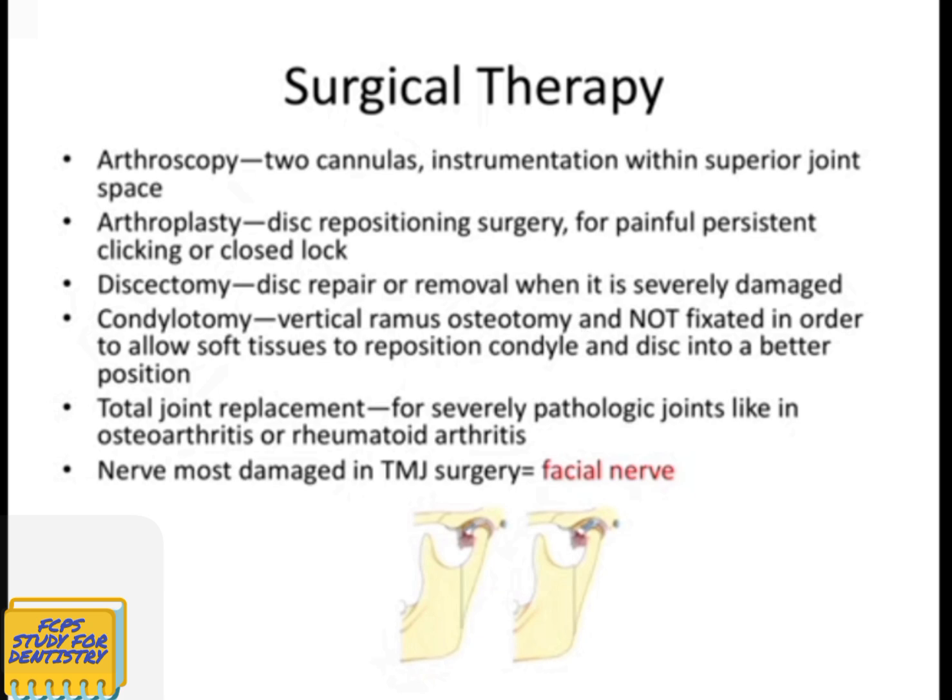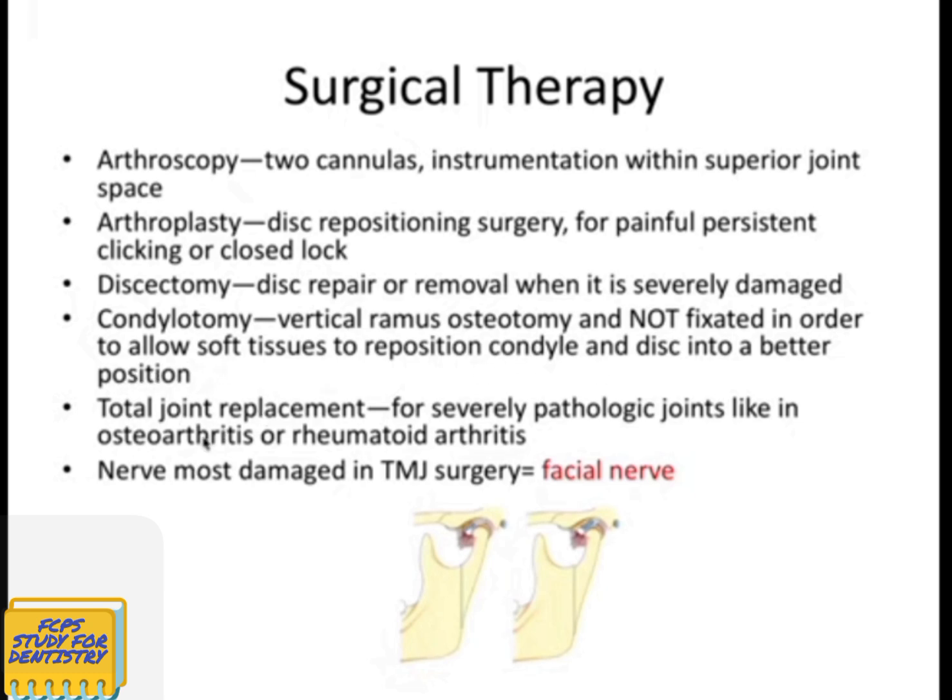A condylotomy involves a vertical ramus osteotomy, shown here, and that osteotomy, which we had talked about in the orthognathic surgery videos, that's a cut through the bone, it's not fixated. So it's not fixated together. There's no internal fixation with mini plates and bone screws in order to allow the soft tissues to naturally reposition the condyle and the disc into a better position.